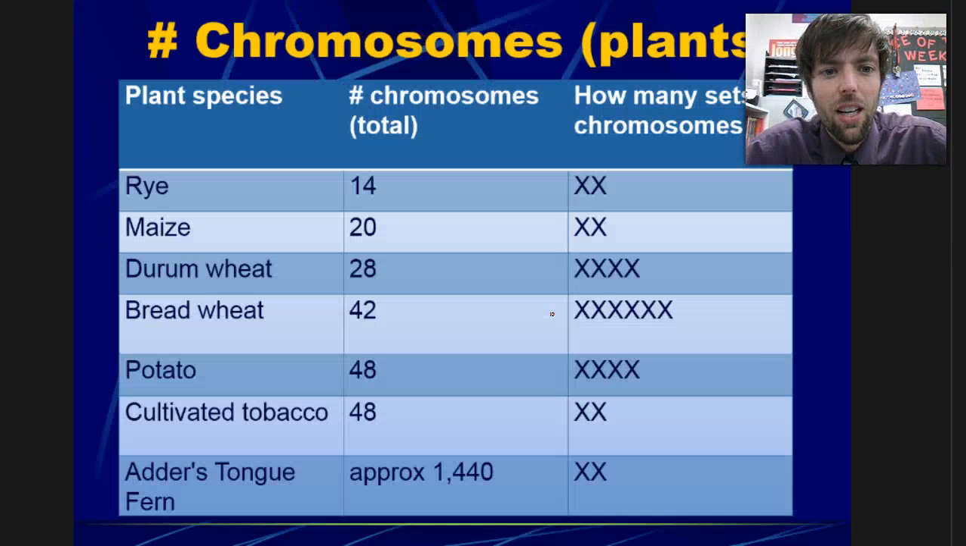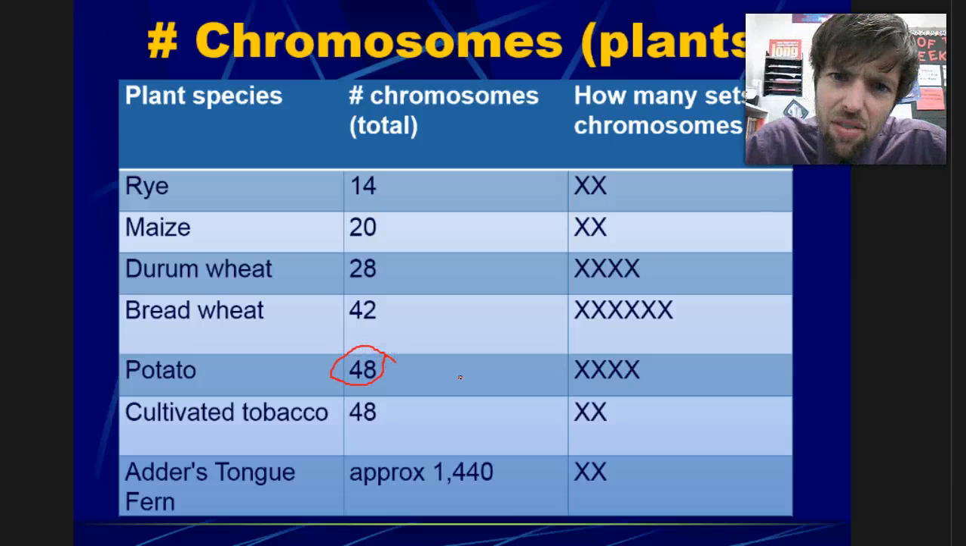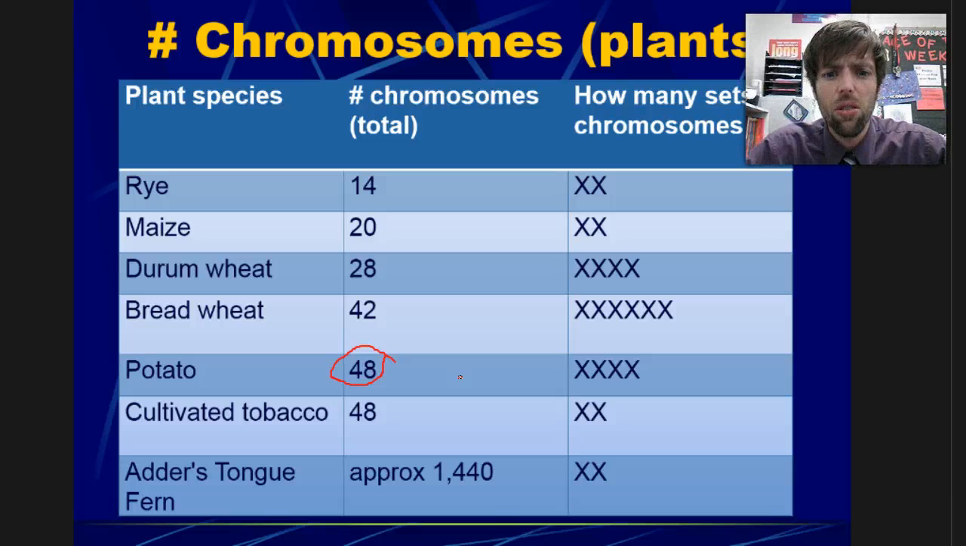Here we go. If you look here, here are some different plants. We've got rye and maize and wheat and potato and tobacco, and look at all these different chromosomes. I mean, look how weird this is. Potatoes have 48 chromosomes. Potatoes have 2 more chromosomes than us? That's so crazy. Now this over here is telling you how many parents it takes to make up those plants.